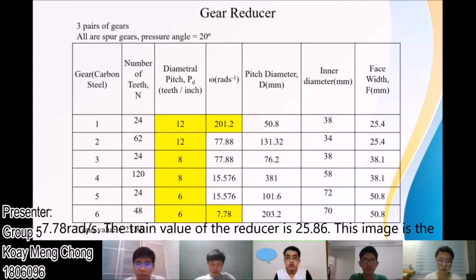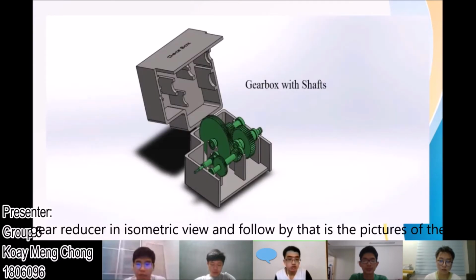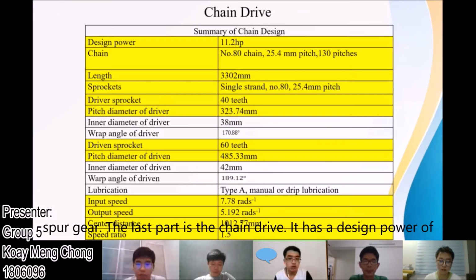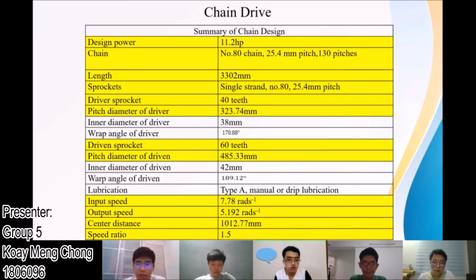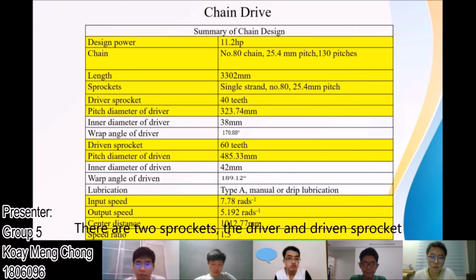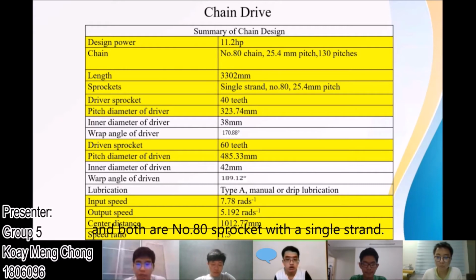This image is the gear reducer in isometric view, followed by the picture of the spur gear. Last part is the chain drive. It has a design power of 11.2 horsepower. As such, number 80 chain with a pitch of 25.4 millimeter is used. There are two sprockets, the driver and driven sprocket, and both are number 80 sprocket with a single strand.